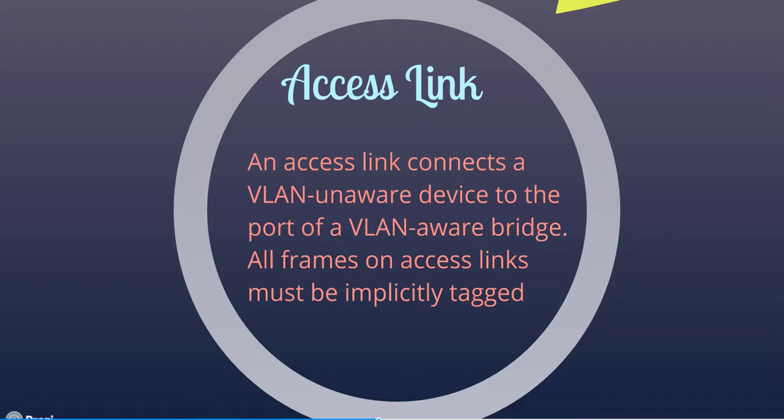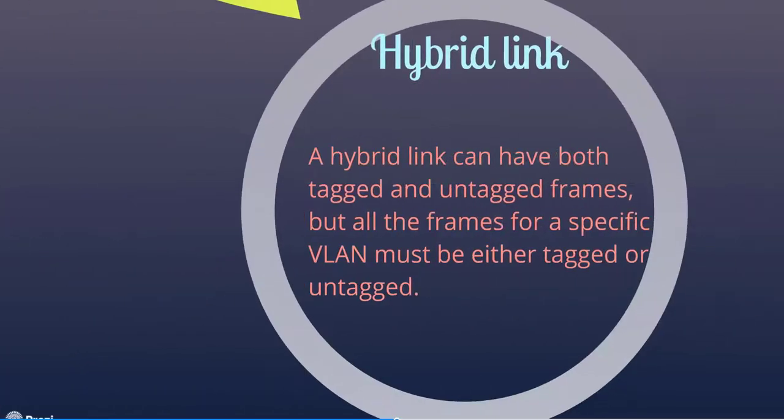Next is the access link. An access link connects a VLAN unaware device, so it is unable to detect VLAN information, to a port of a VLAN aware bridge. So all frames on access links must be implicitly tagged. It should be configured manually, in other words.